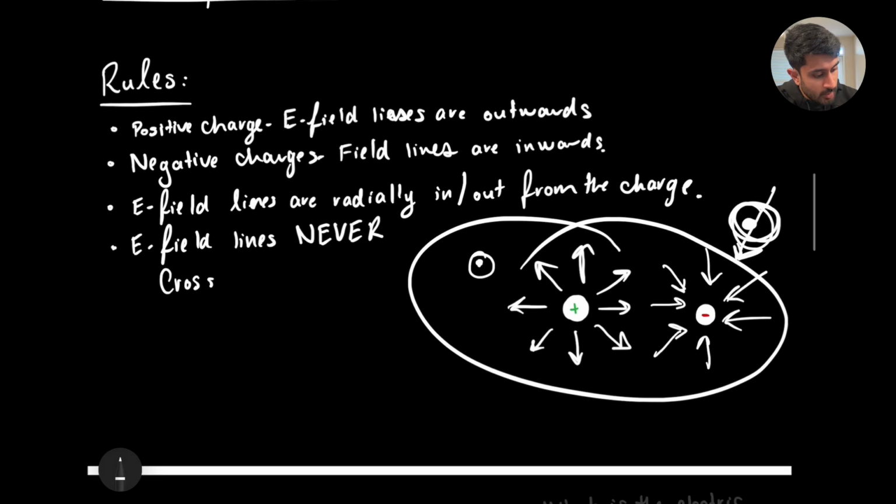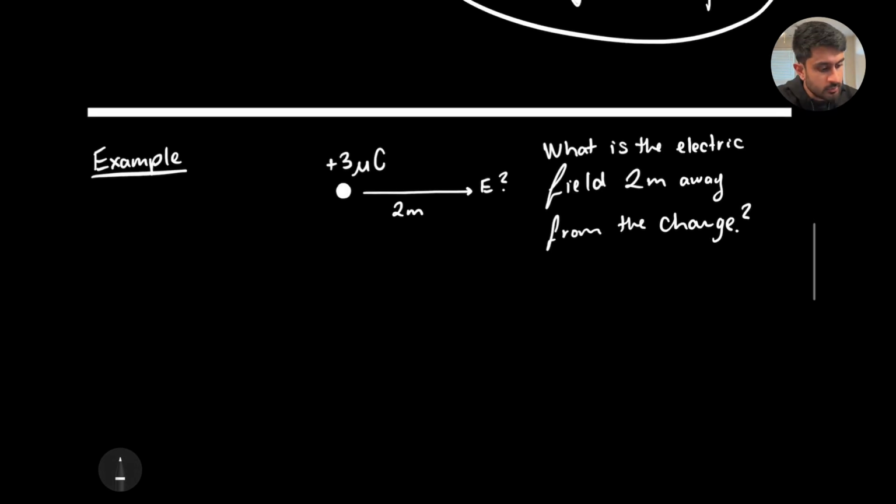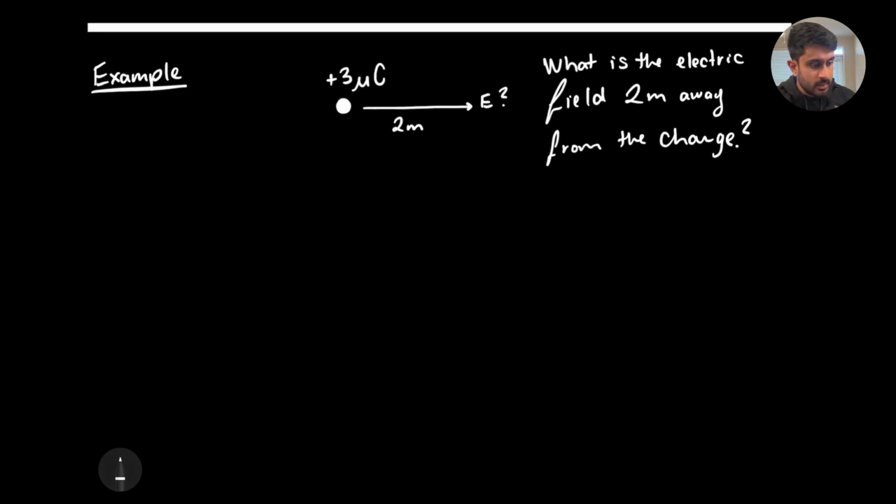Let's take a look at a couple of examples and see how electric fields really act when it comes to situations such as these. So in this example, we have a +3 microcoulomb charge, and we need to find the electric field away from that charge at a point 2 meters directly to the right or directly 2 meters away.